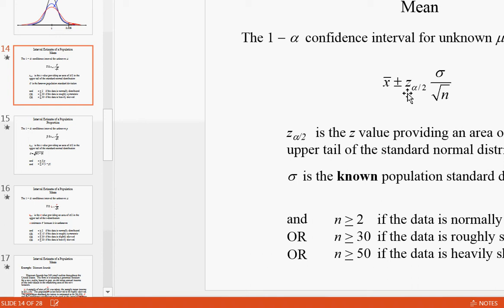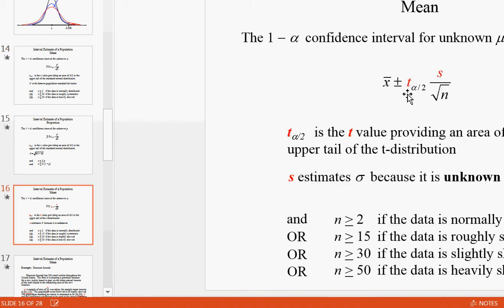Z. Okay? If you don't know sigma, what do you use? T, yo. See, Z and T rhyme. Right? Z and T rhyme. Now, we could have called it G. Does anyone know why we could have called it G?